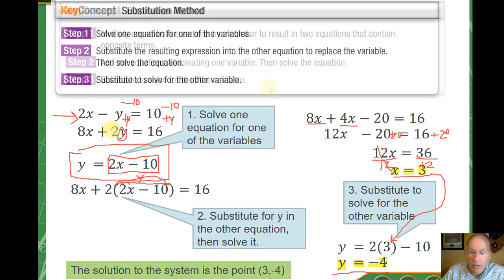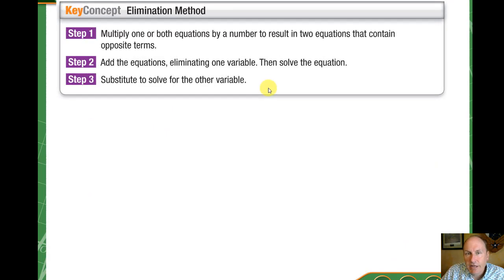Let's look at the second major analytic method for solving linear systems, and that is called the elimination method, sometimes called the addition or subtraction method, but elimination is what we're going to use. So step 1 is to multiply one or, in some cases, both equations by a number to result in two equations that contain opposite terms. The idea here is we're going to multiply one or more of the equations by numbers, constants, to be able to cancel out a variable right away through addition.